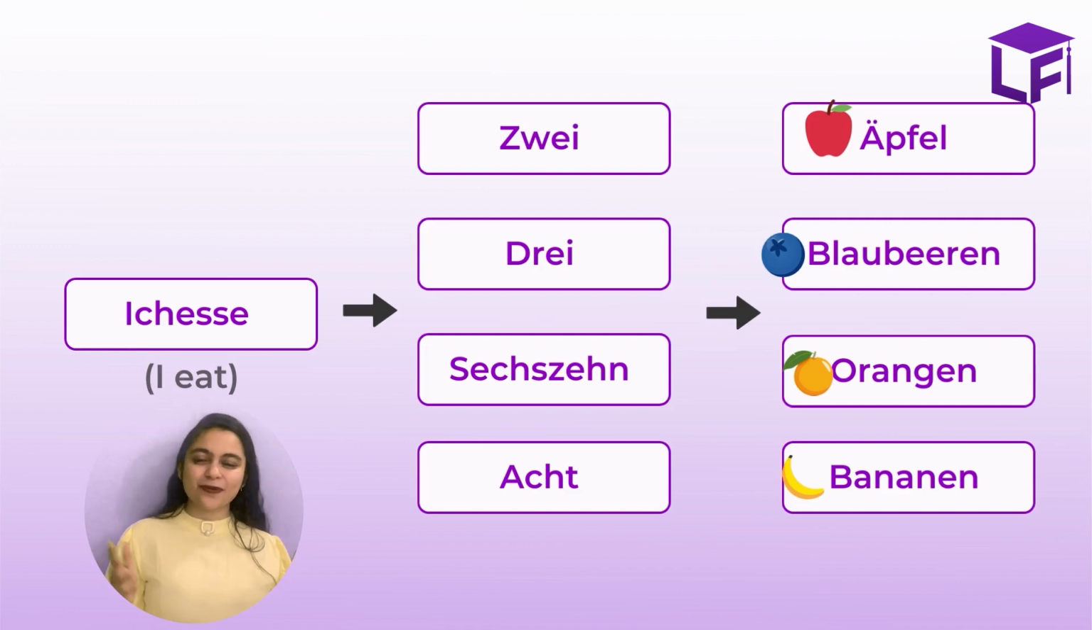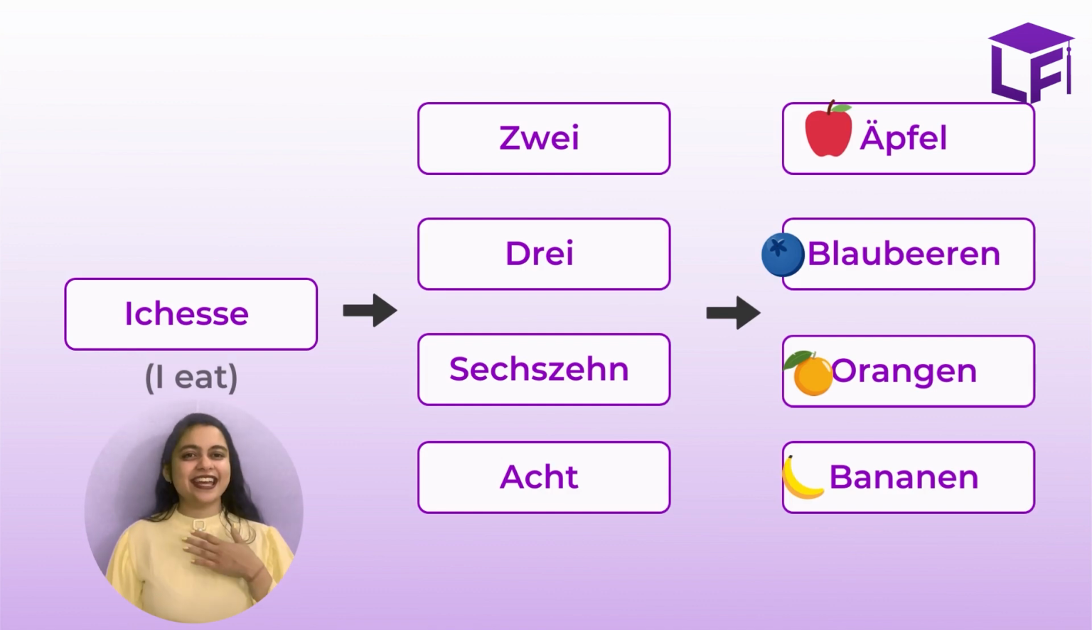Okay, let's move on with the next one. The next one says Ich esse 3 Orangen. Okay, any guesses why I didn't use the Blaubeeren here? And why did I use Orangen? Think.